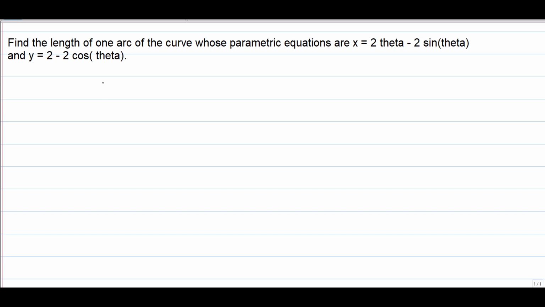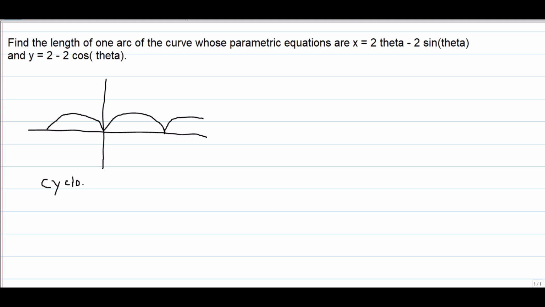Okay, so this is the graph of a cycloid, which contains the x and y. According to this, we find the length of the cycloid, the given length of one arc of the curve.